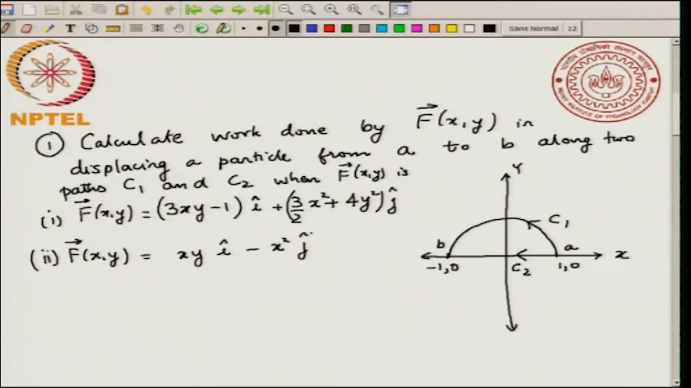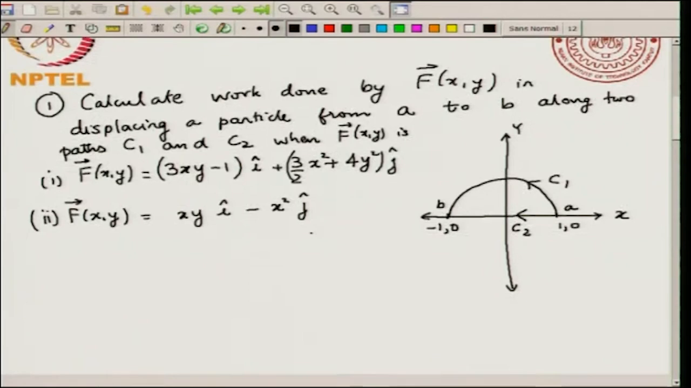This is the statement of the problem, and I just want you to understand what we are trying to do. You are taking this particle from A to B along two different paths. This is C1, which is along a circle of unit radius, and C2, which goes right along the x axis. Just to emphasize, the radius is equal to 1. There are two possible paths going from A to B, and I am giving two possible forces. For each force, you calculate the work done when the particle is moved along each path.